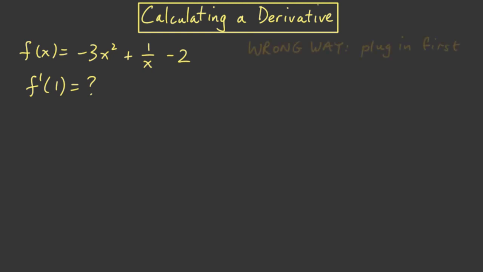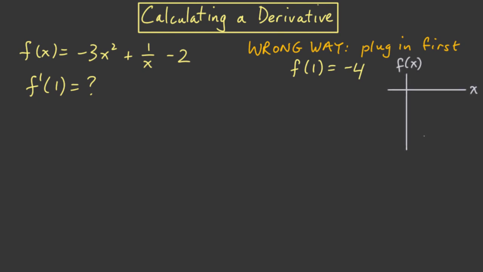The wrong way is plugging in x equals 1 first. If we did that, well, then we'd get f of 1 equals minus 4. And that's fine, that's true, but that's not really that much information. So if we were to graph that, then that tells us that the point 1 comma minus 4 is on the graph of f. But knowing one point is not going to tell us the slope of a tangent line. So that's the wrong way.